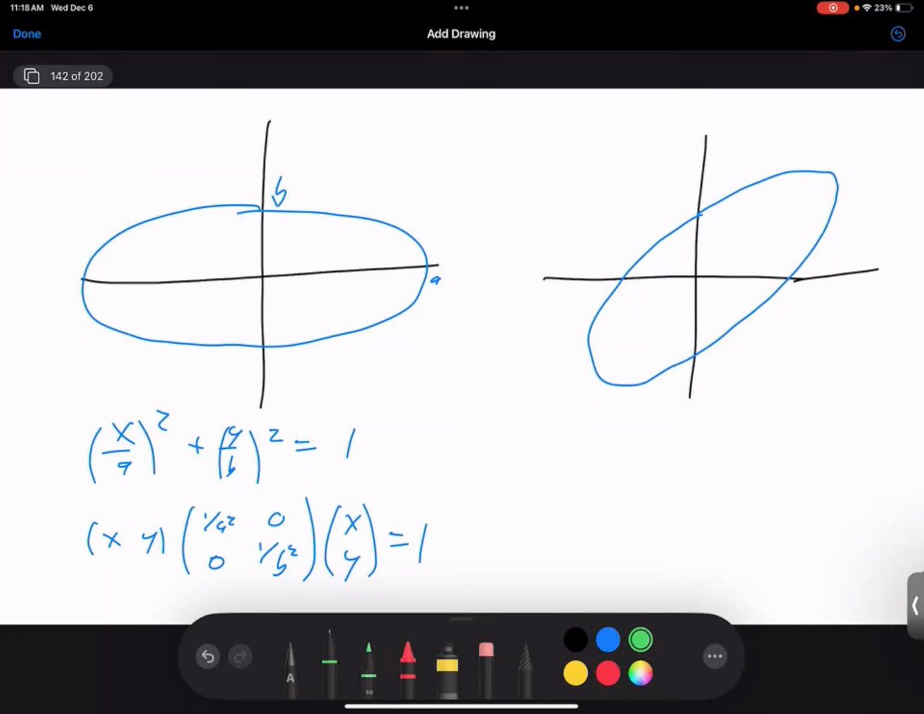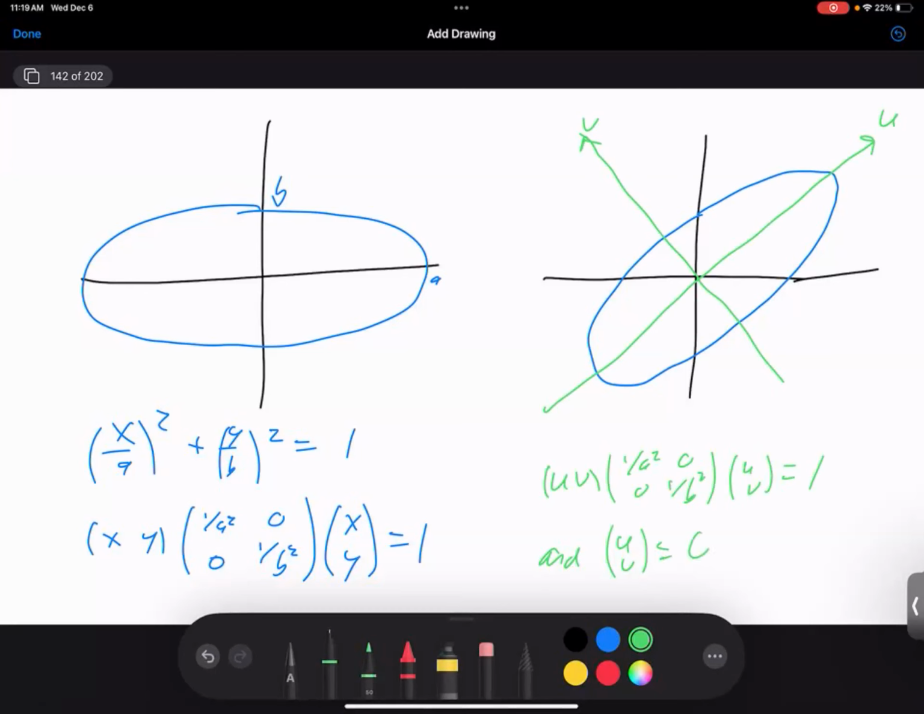Then what it's saying is, well, look, why don't you choose a better coordinate system where it's aligned? And then in that better coordinate system, in that UV system, we would have UV, 1 over a squared, 0, 0, 1 over b squared, UV equals 1. And now, how do I get from UV to XY? Rotation. So I can then say UV is some rotation matrix times XY. And so you would get XY Q transpose, and I'll just call that matrix A, Q XY equals 1. Right, this is my matrix A. And this is how you would write down the general equation of an ellipse.